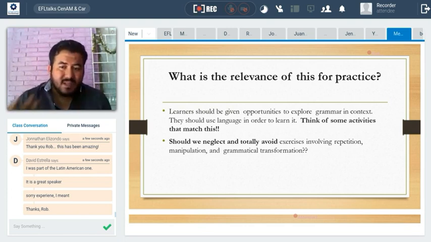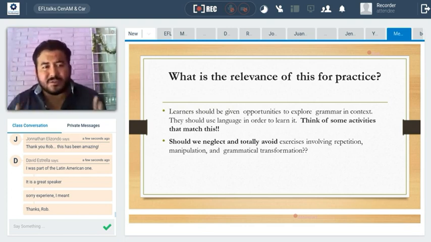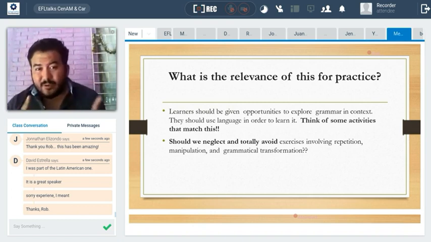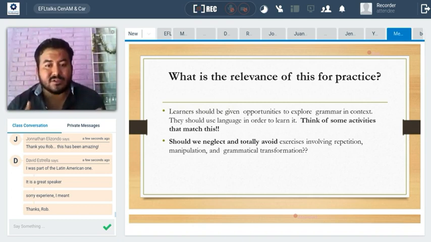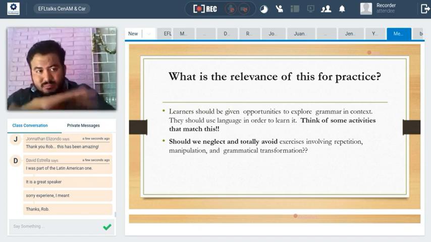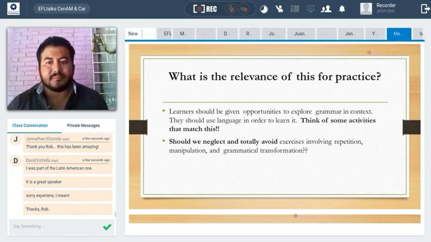Another thing is that when it comes to teaching grammar communicatively, we should not totally avoid exercises involving repetition, manipulation, and grammatical transformation. Do we need to do that? Well, we should not neglect them all the time because sometimes they help. I mean, they help the students to remember the grammar they are targeting.